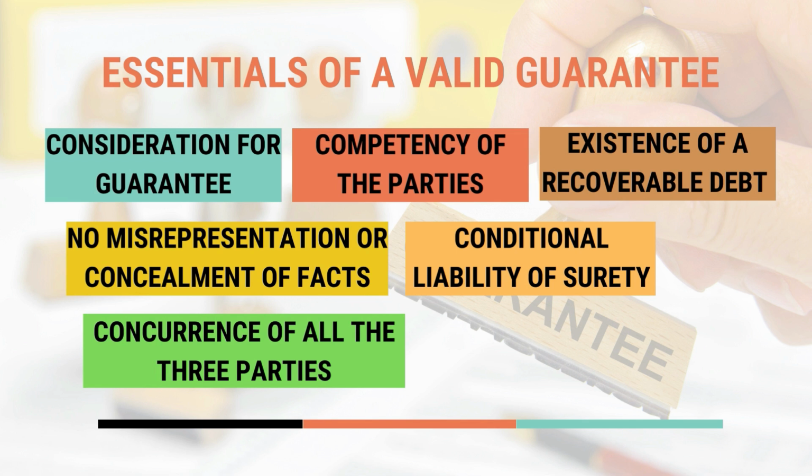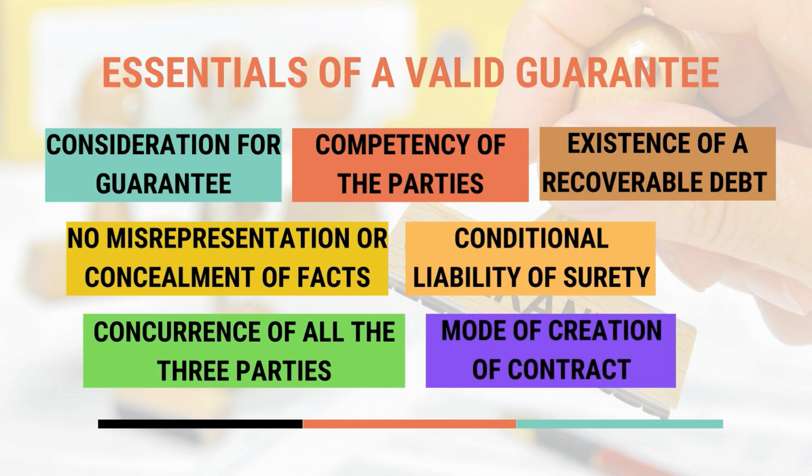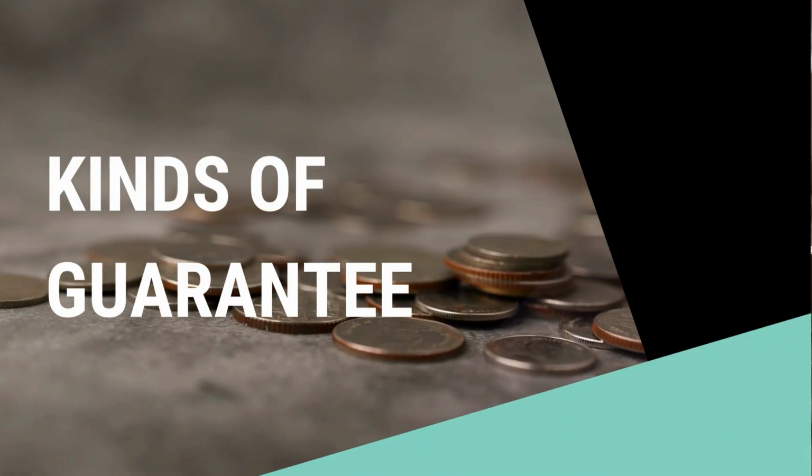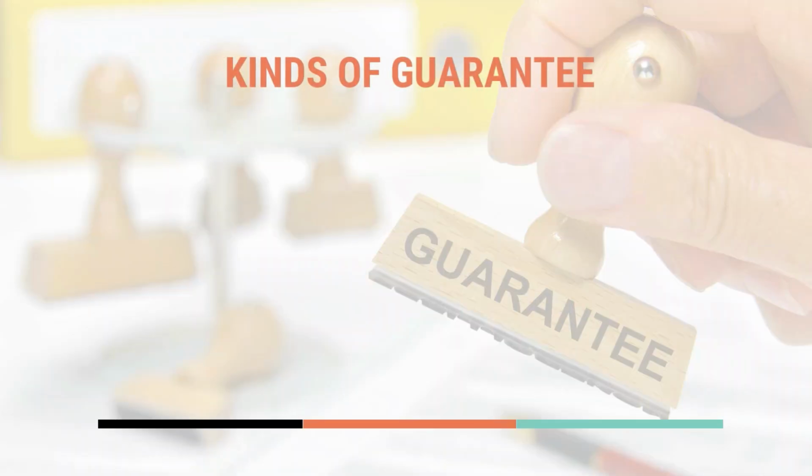Last essential is mode of creation of contract. These contracts may be created either through the spoken words if it is an oral contract or through the writing if it is a written contract. We must know what are the different kinds of guarantee. These 9 are different types of guarantee.